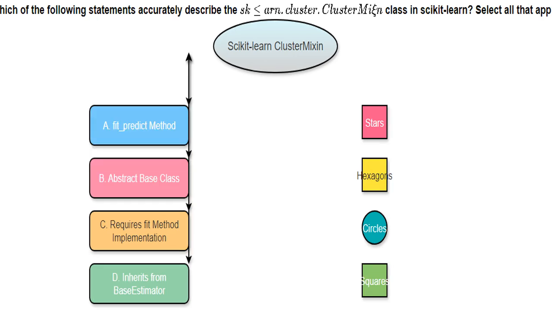This is a method that ClusterMixin provides for convenience. It combines two steps. First, it fits the clustering model to your data, learning the patterns. Second, it predicts the cluster assignments for each data point. It's efficient because it does both in one go.